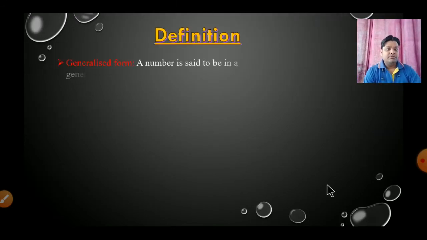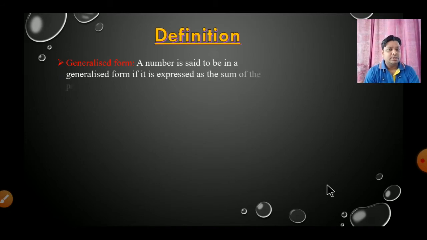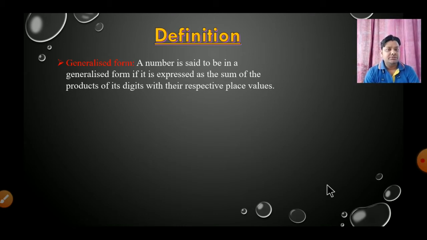At first, let's see the generalized form. What is generalized form? A number is said to be in a generalized form if it is expressed as the sum of the products of its digits with their respective place values. You can see this example also.